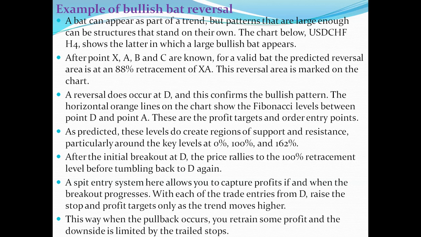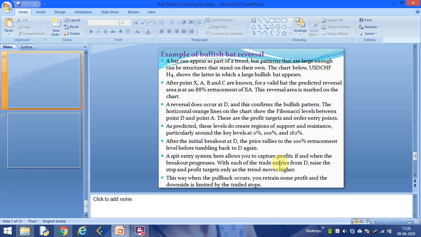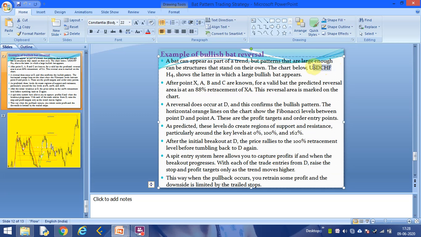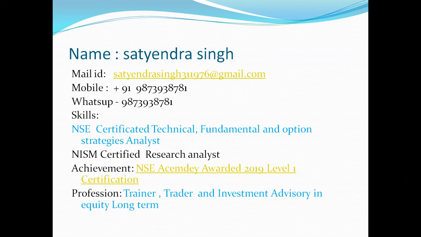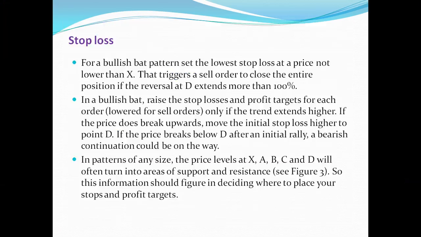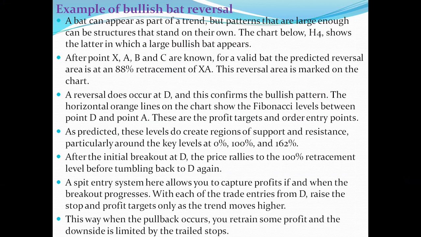So after the points X, A, B, C are known, a valid pattern can be seen here, then again. So you can use the 4 hour or 1 hour chart. You can use it after the points X, A, B are known for the bat's predicted reversal. The area is the 88% retracement of XA. This reversal is marked on the chart.